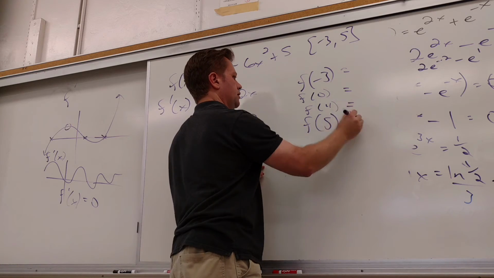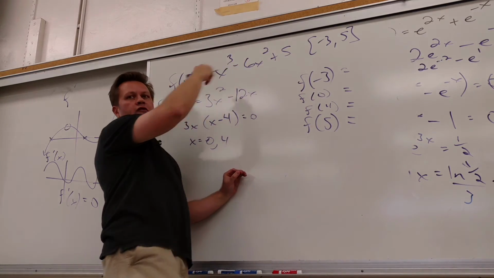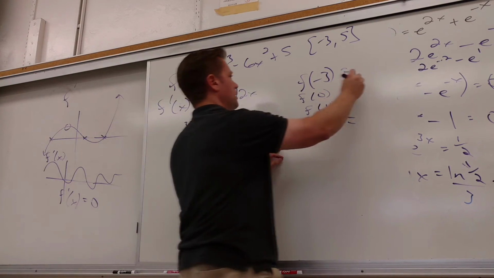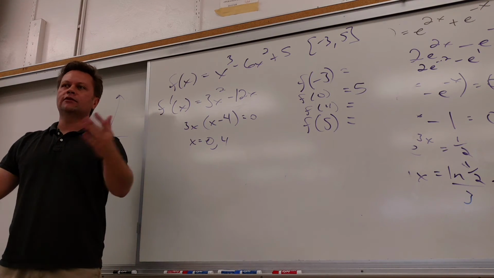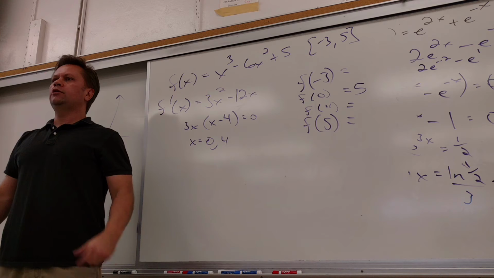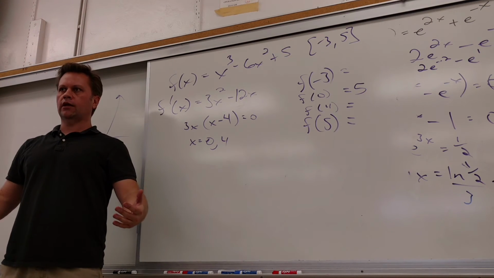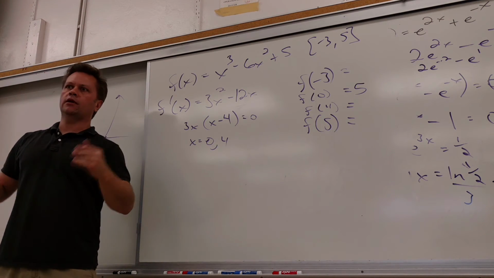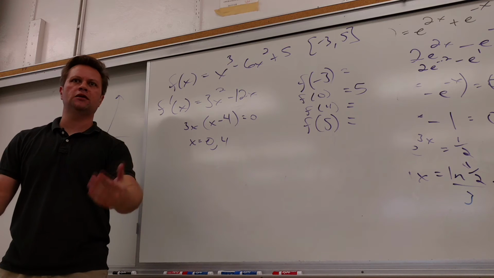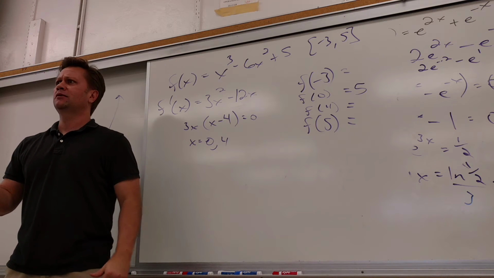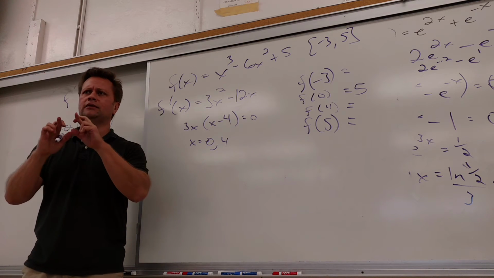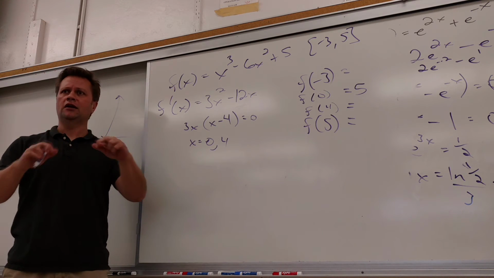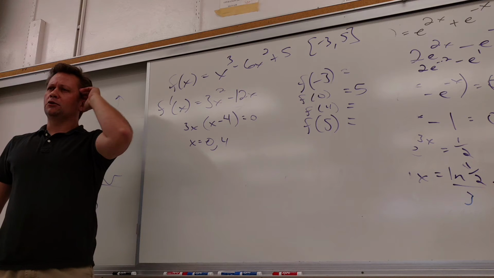Plug them all in. Of course, you're plugging them into the f. I'll do f of 0. And the rest of you got a calculator, you can plug it in there. And you just step back and see who's the biggest. That's the absolute max. Who's the smallest? That's the absolute min. That's almost too easy to believe. If you can take a derivative and you can factor, you're okay.